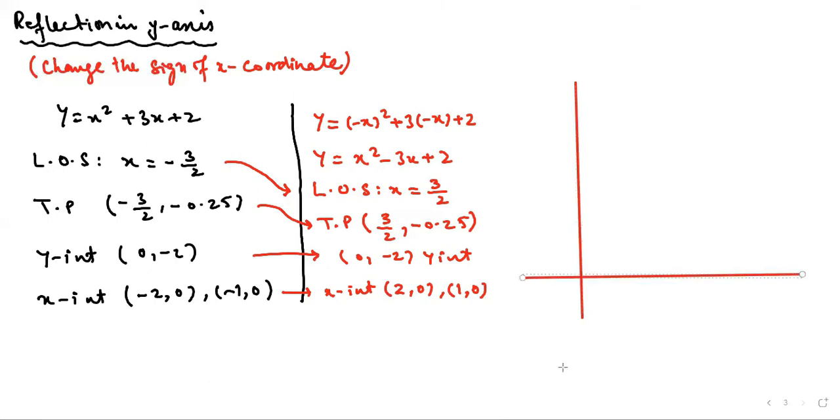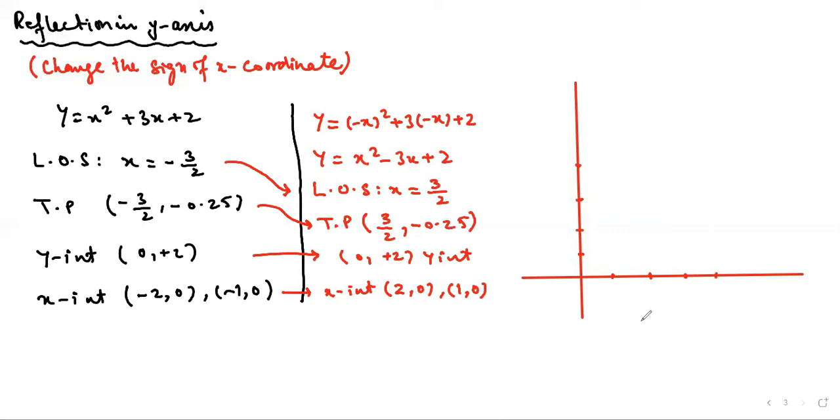x-axis, y-axis. 1, 2, 3, 4. 1, 2, 3, and 4. There is a correction. In this one, the y-intercept is positive 2. This one is 0 plus 2.